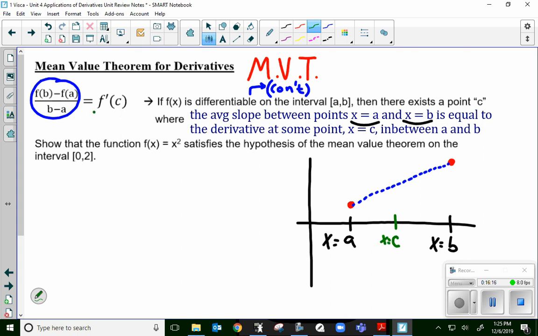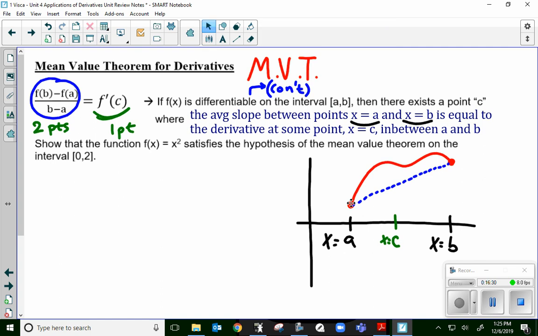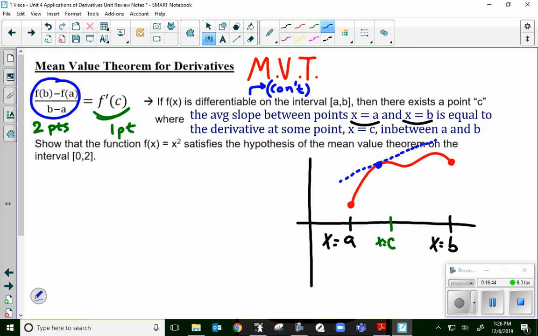Now derivative is at 1 point. You need 2 sets of coordinates for this one. So basically, if I have some graph that goes up and down like that, then at some value c, I don't know where it is, some value c between these, the slope at the point is going to be the same, the tangent line. So let's say right here, the point right here is the same.